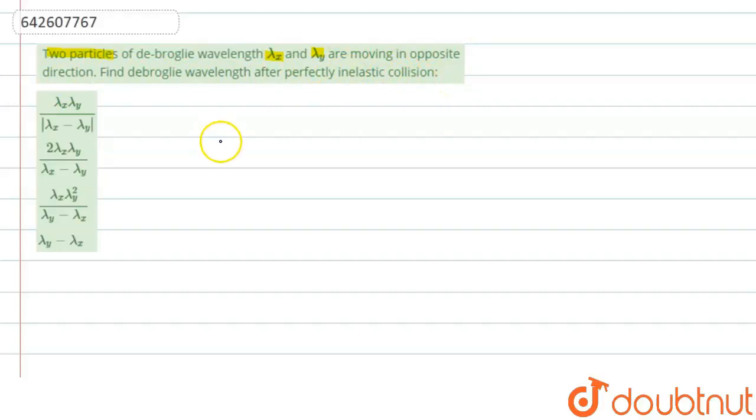In order to solve this question, we must know the momentum of de Broglie particle having de Broglie wavelength. So momentum of particle having de Broglie wavelength is h by lambda, where h is Planck's constant.